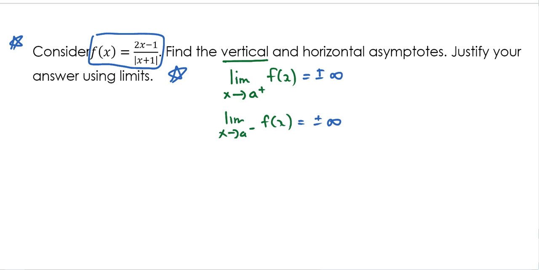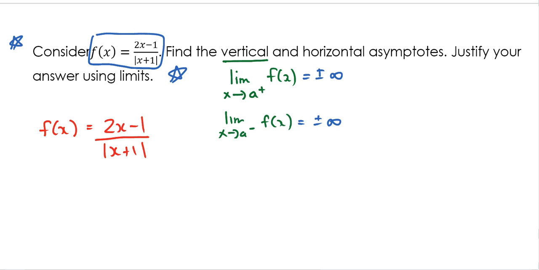Now, the left hand limit and the right hand limit don't necessarily have to be equal. You just need to show that you're approaching positive or negative infinity, and that will show that you do have a vertical asymptote at that point. Okay, so let's take a look here. I'm just going to rewrite my function right here. This is f of x equals 2x minus 1 over the absolute value of x plus 1.